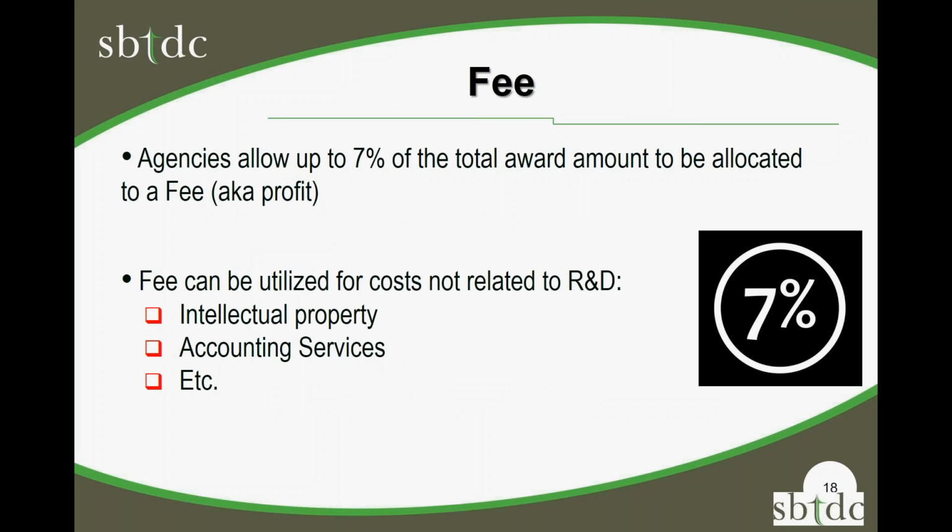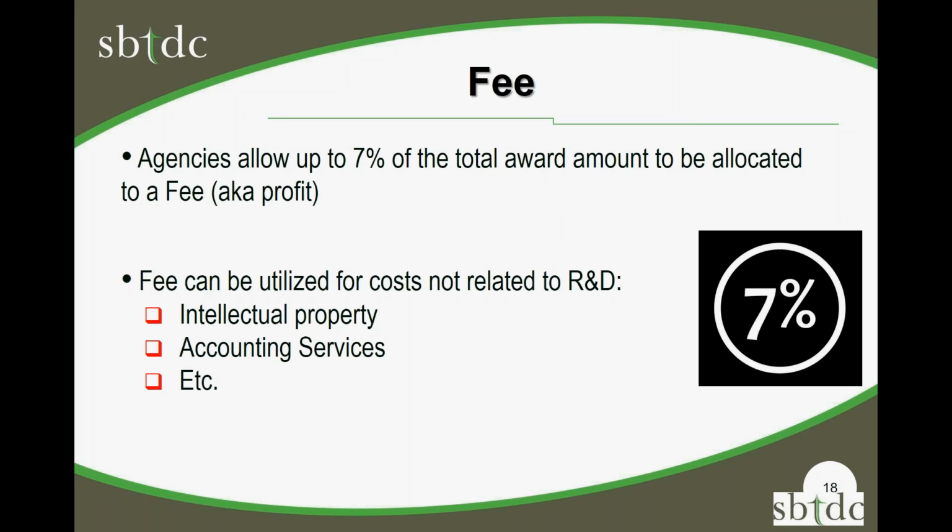The third bucket that is incorporated into that total funding request is what's called a fee. You can think of this as a profit margin. So those 11 agencies will allow you to set aside 7% of your total request to go towards a profit margin. This is a unique aspect of this funding mechanism. Most other government funding mechanisms don't necessarily incorporate a profit margin.